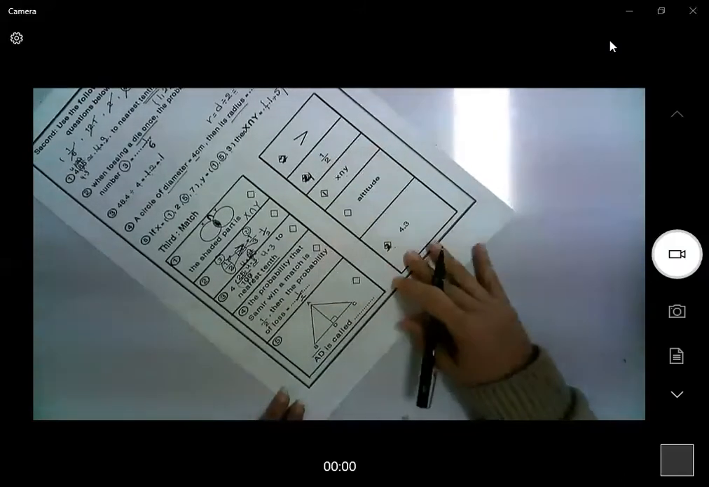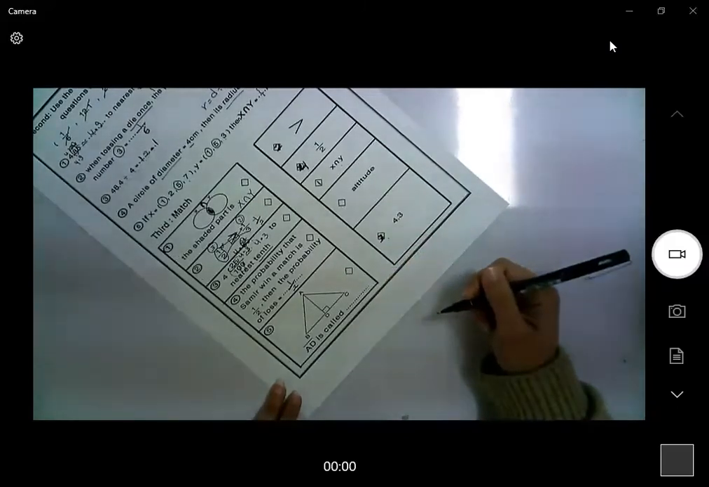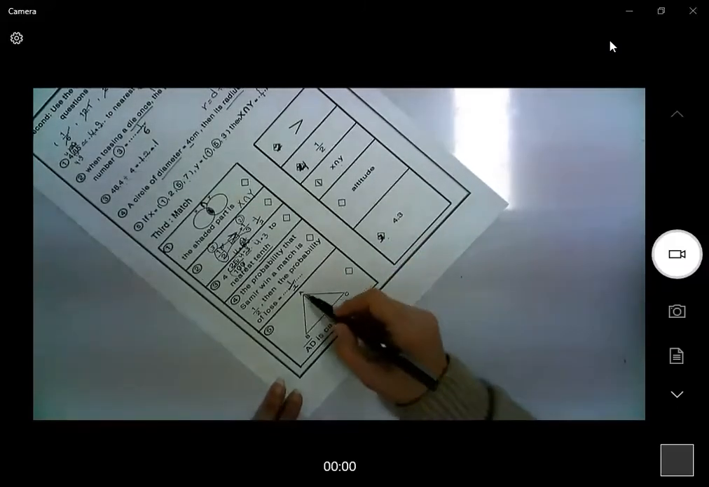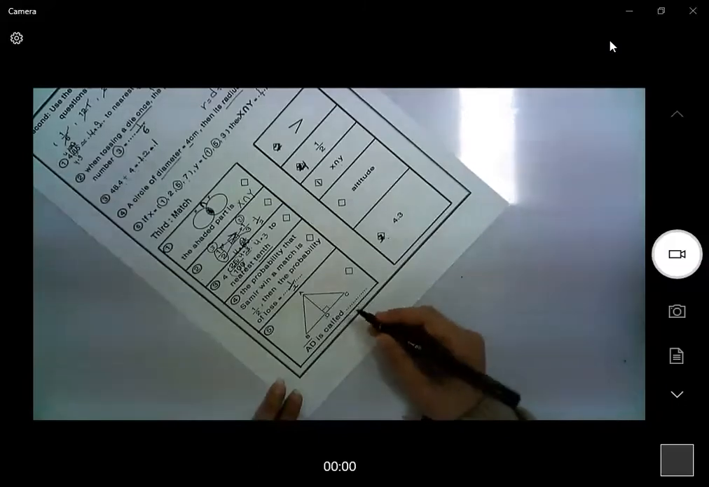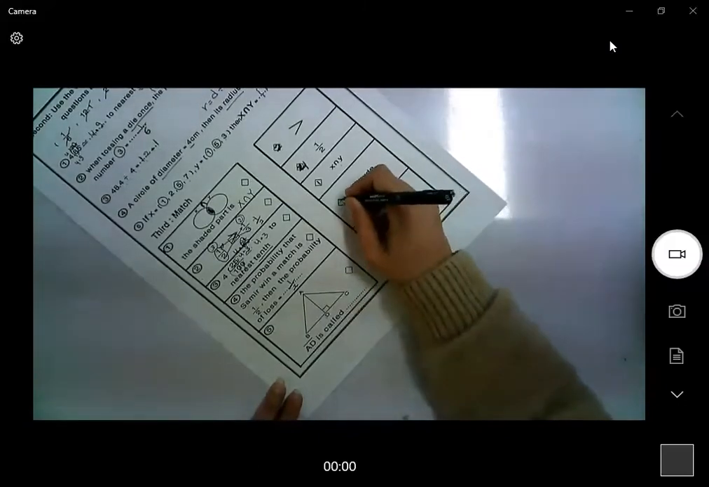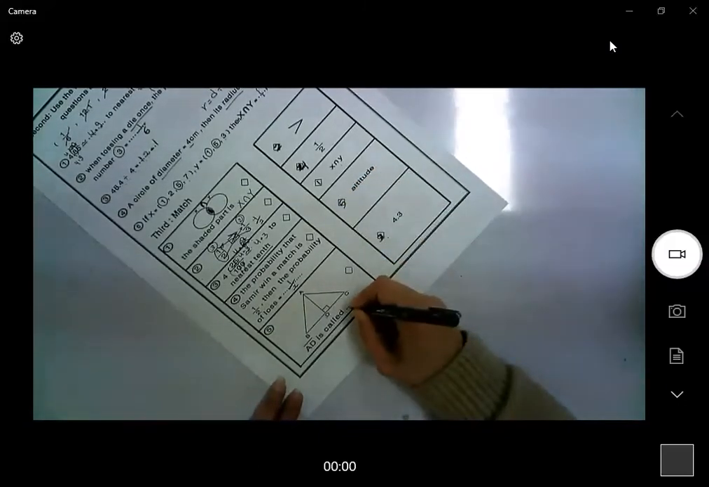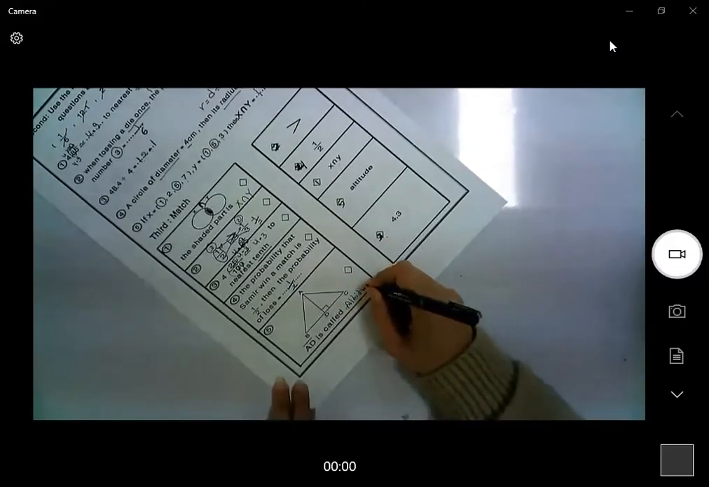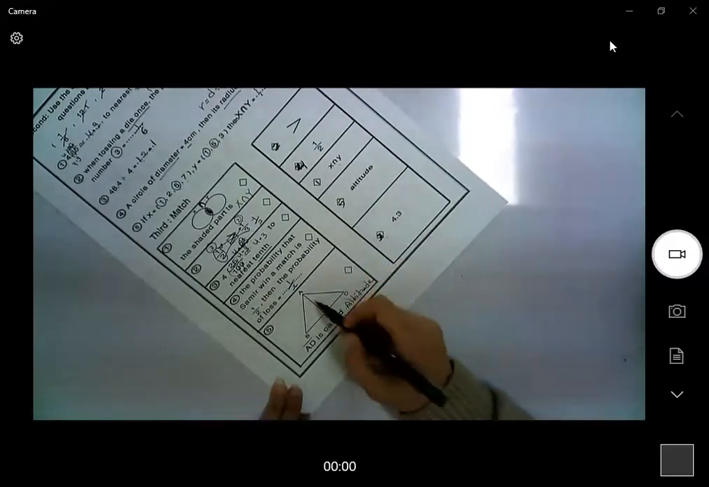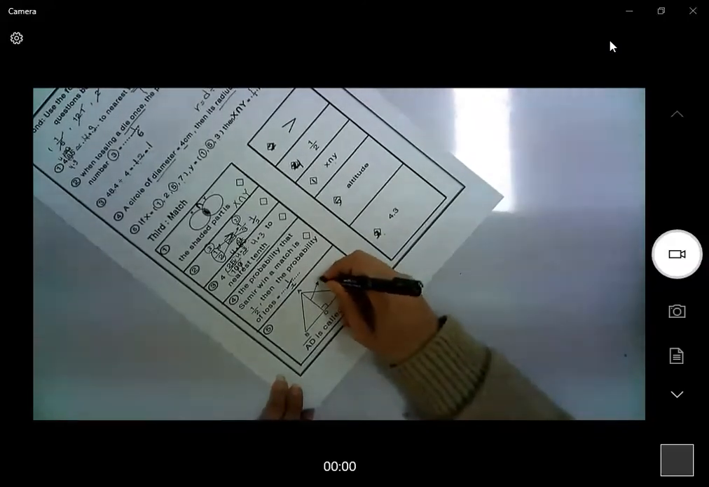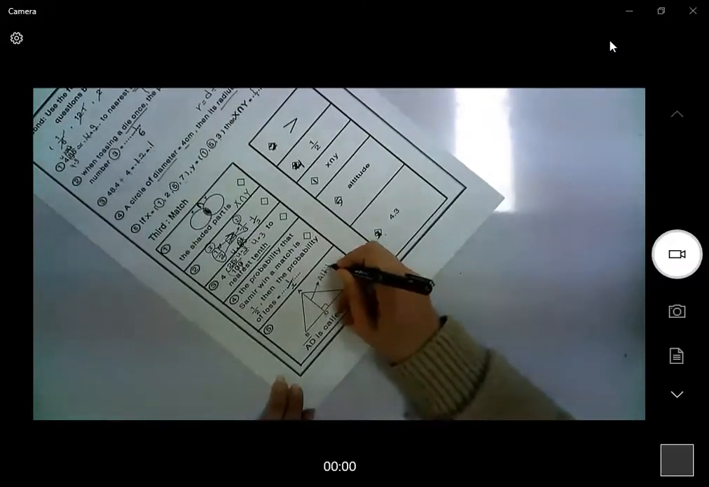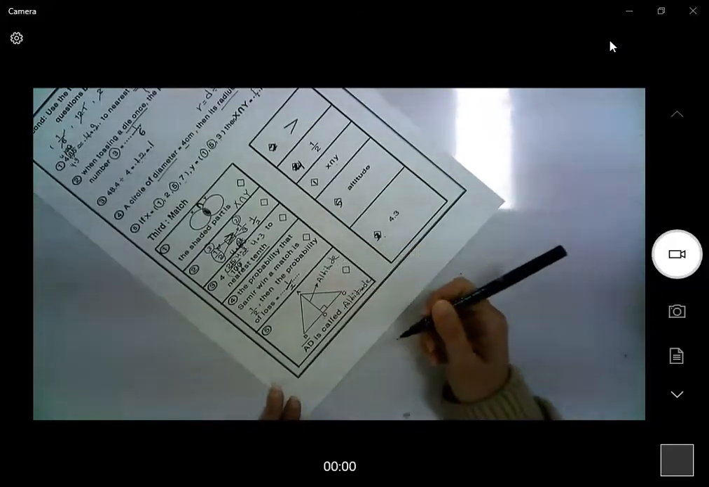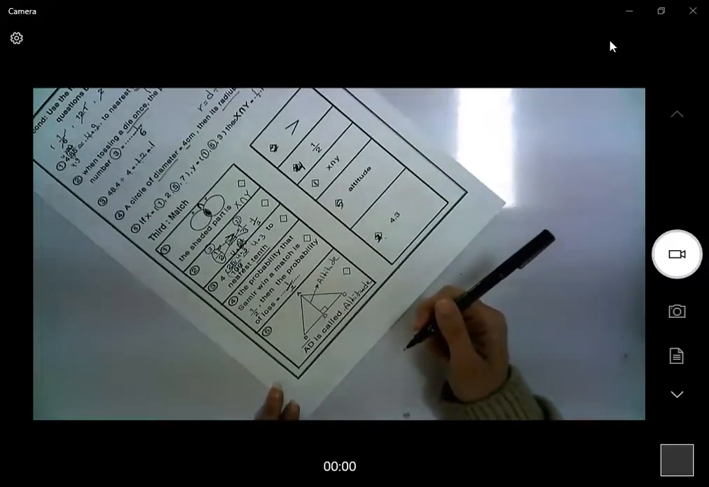Number 5. AD is called what? Yes, altitude. Number 5 is called altitude. AD is called altitude. Any triangle has 3 altitudes. Okay. That's it, and thank you.